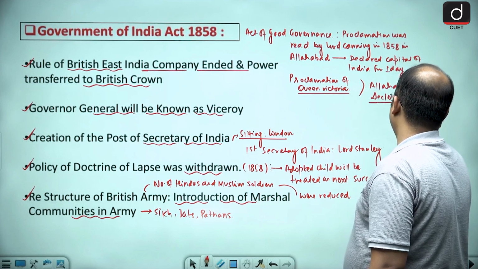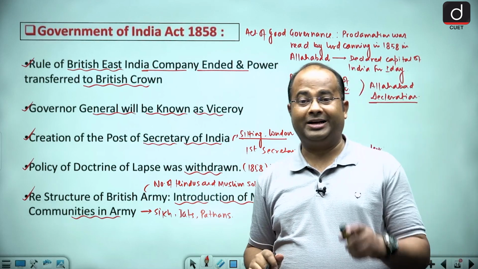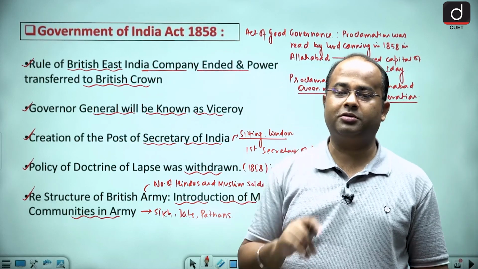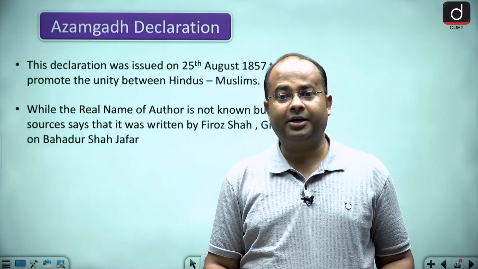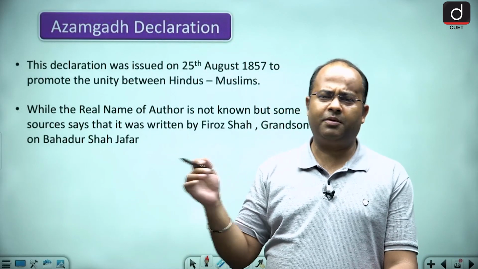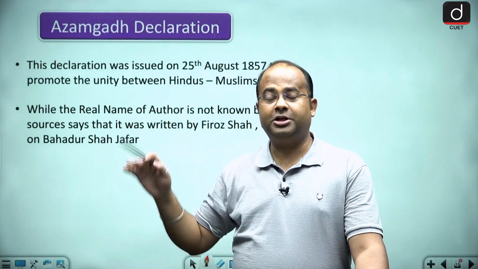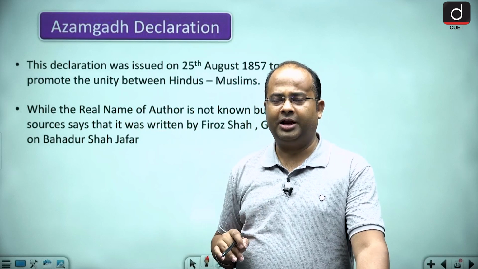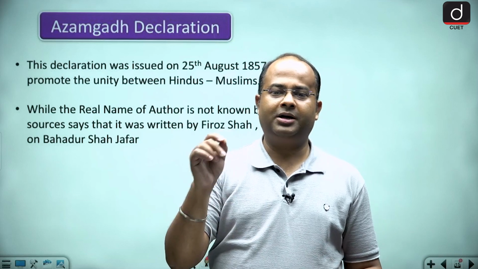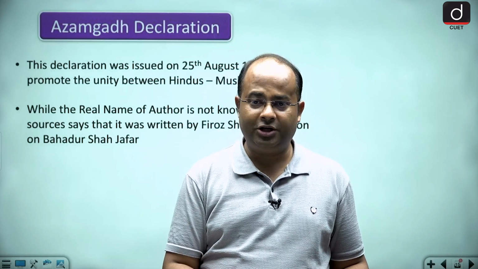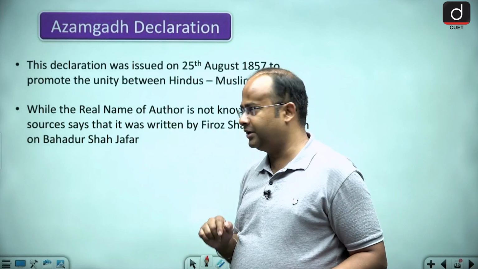Now guys, let's discuss one more important point that came in CUET UG 2023, and that is the Azamgarh Declaration. Azamgarh is the name of a place in UP, and this question came in CUET UG 2023. They asked in the examination which event the Azamgarh Declaration is related to. It was related to the Revolt of 1857.